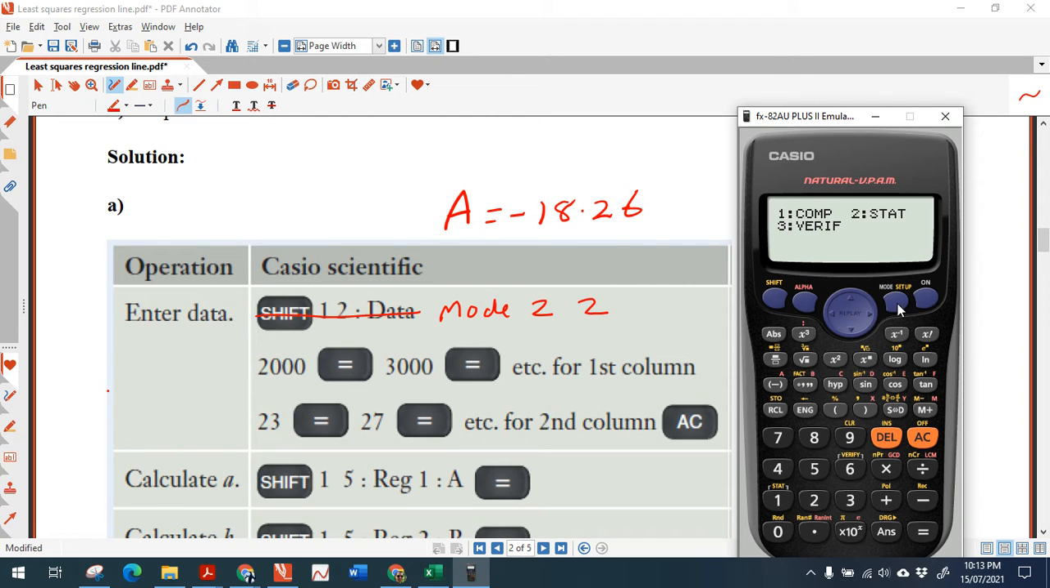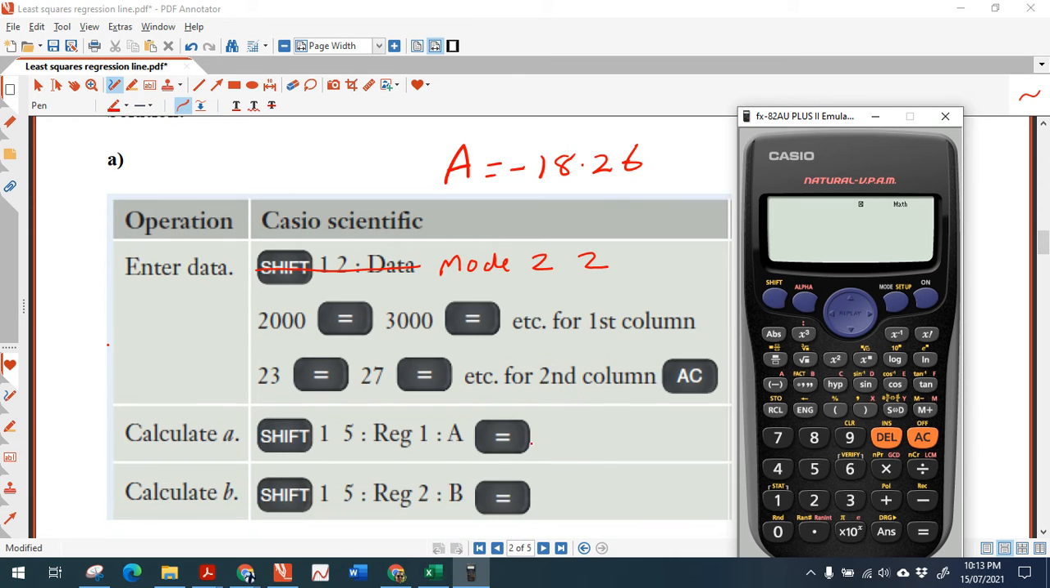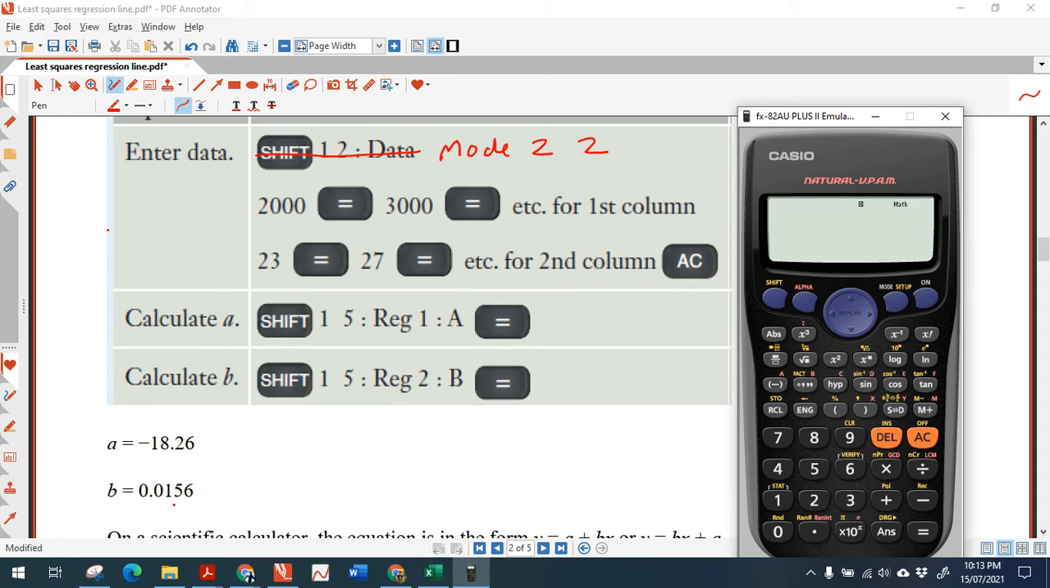I think my calculator, if I go mode 1. Okay, now shift stat. No, I've got out of stat mode then. I have to re-put the data in. Okay, now if I put that data back in again, which I'm not going to do because I've just pressed the all clear, but I would have had to press shift 1 and then 5, and then press B and then equals. Should get B equals 0.0156.